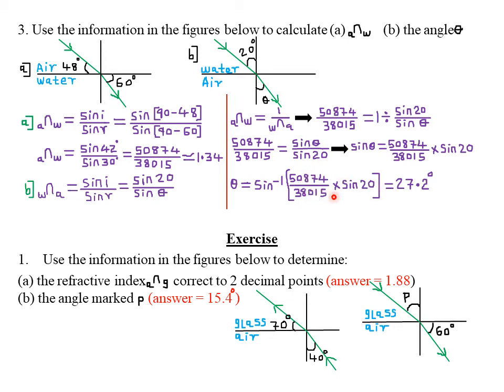You compute this using a calculator. The sine inverse of this, you will get 27.2 degrees. Again, I'm only taking correct to 1 decimal point because the largest precision that our protractor can give us is an angle of up to 1 decimal point. Therefore, I just pick 27.2 degrees.